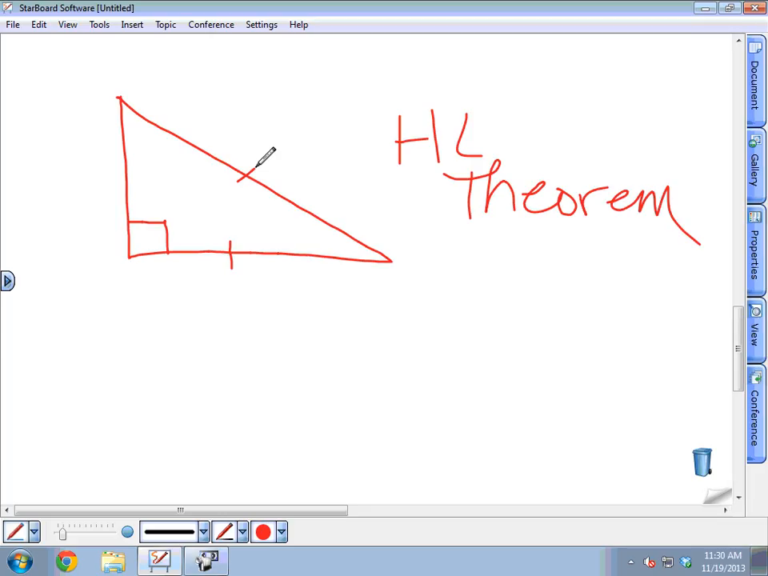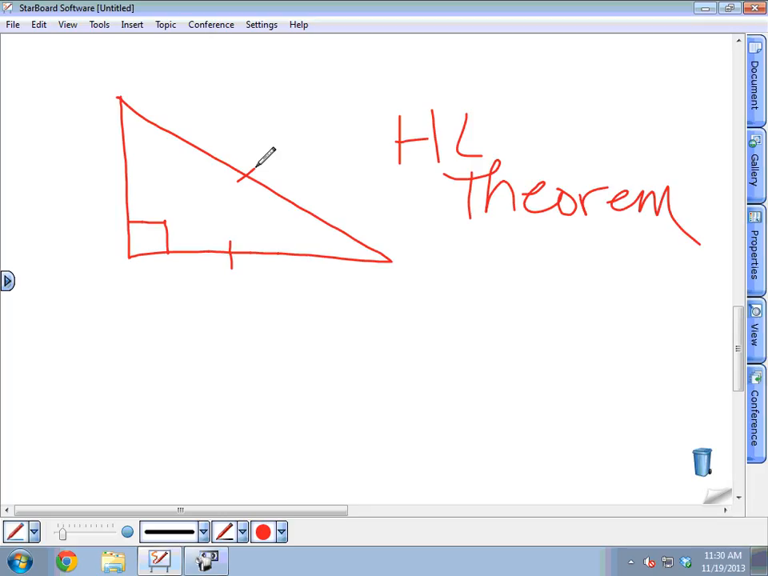You can't always look at the picture and tell which one looks longest. So always look for your right angle. The hypotenuse is opposite of your right angle. It could be either of the legs, but I only need one of them. If I have the hypotenuse and one of my legs congruent, then I have congruent triangles.